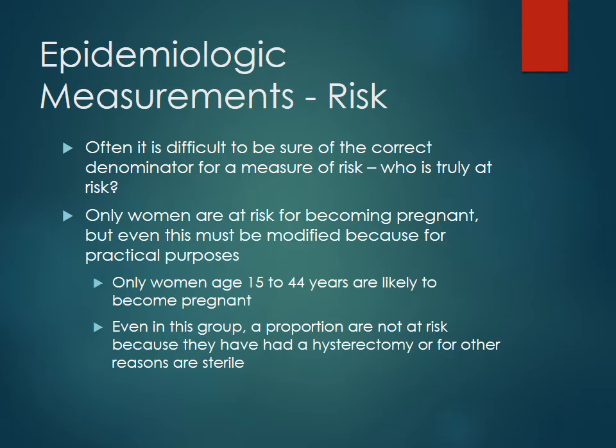So again, put an age range on it. You probably want to get rid of people who have had a hysterectomy or are sterile for some other reason. That way you can get your denominator a little bit closer to people who actually have risk of the event occurring. Keep in mind that when you're evaluating data and research, it's important to make sure that they're adequately defining who that population is.